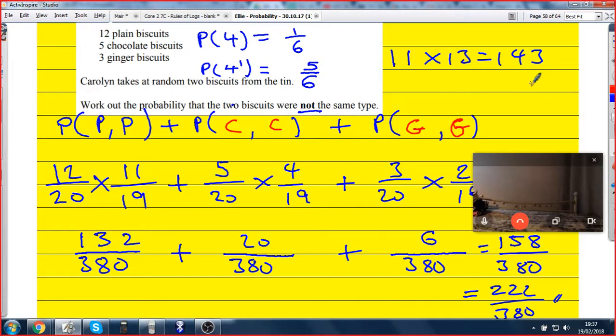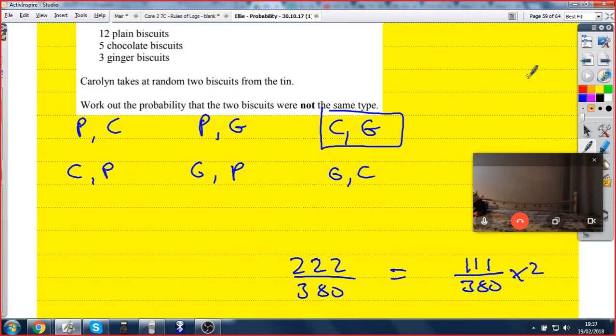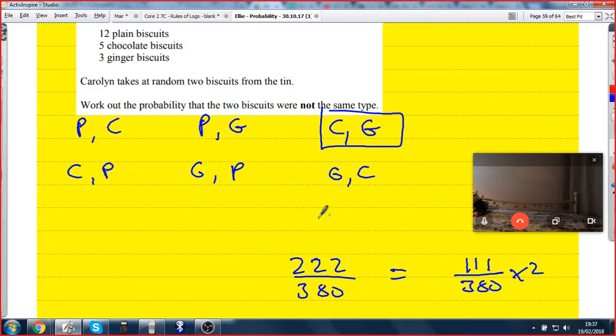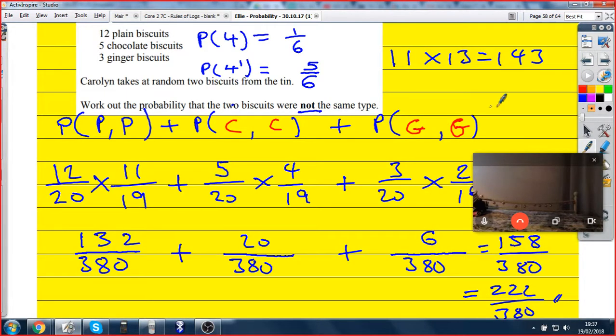Okay. I get really confused after we've done, not the number bit, but just writing the first bit down. And then what do I do after that again? So after I've written down chocolate, ginger, ginger, you just find those probabilities. So what is the probability of taking a plain then a plain, or a chocolate then a chocolate, or a ginger then a ginger? Oh, okay.